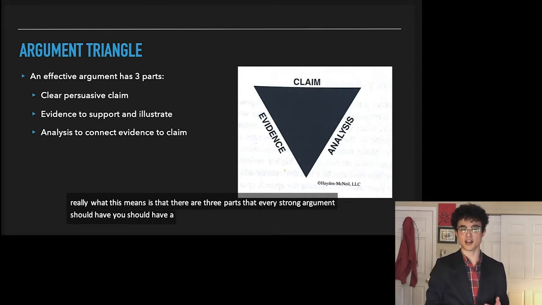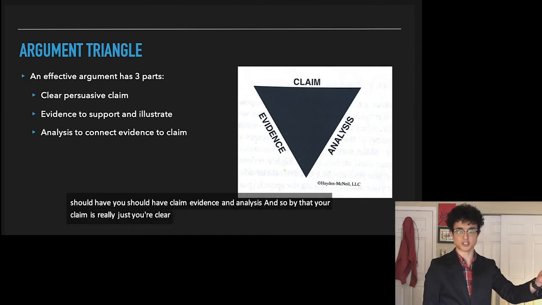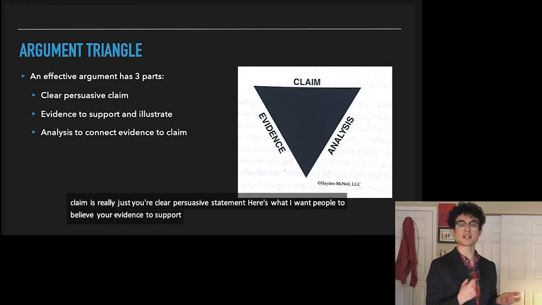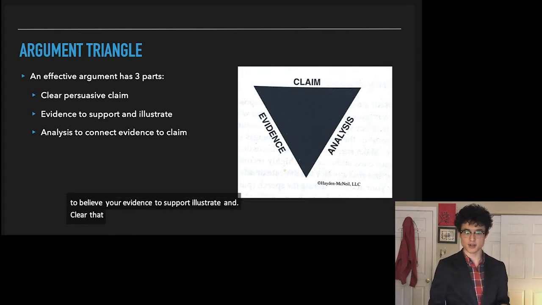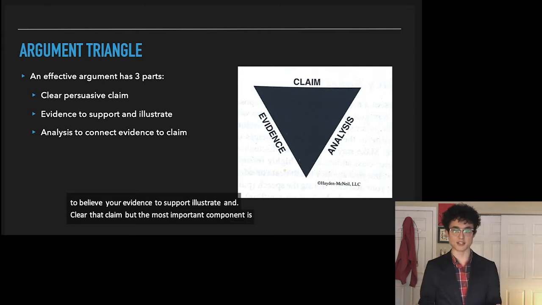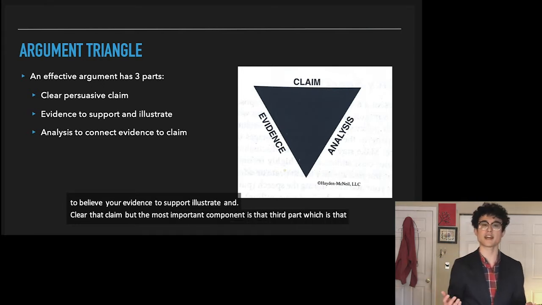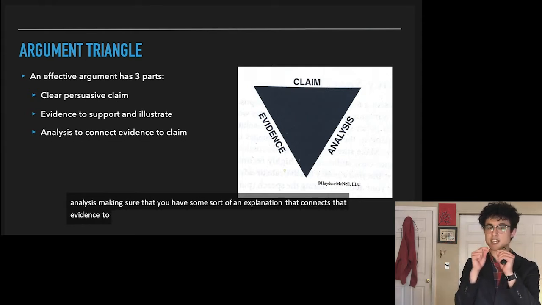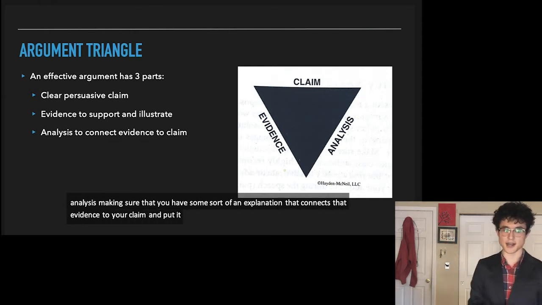Your claim is really just your clear, persuasive statement: here's what I want people to believe. Your evidence supports, illustrates, and makes clear that claim. But the most important component is that third part, the analysis, making sure that you have some sort of an explanation that connects that evidence to your claim and puts it together for you and your audience.